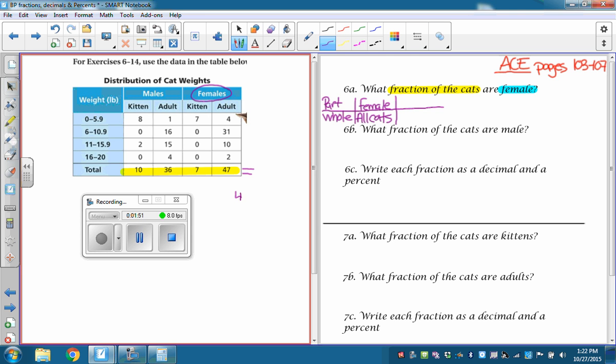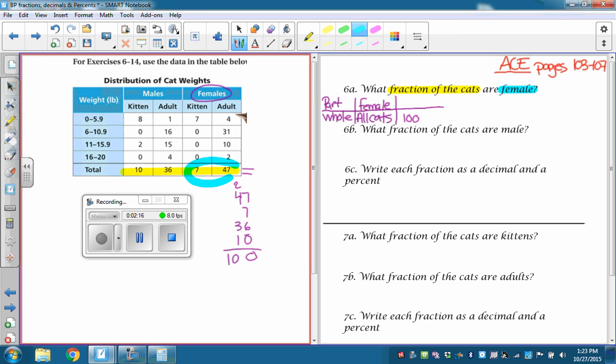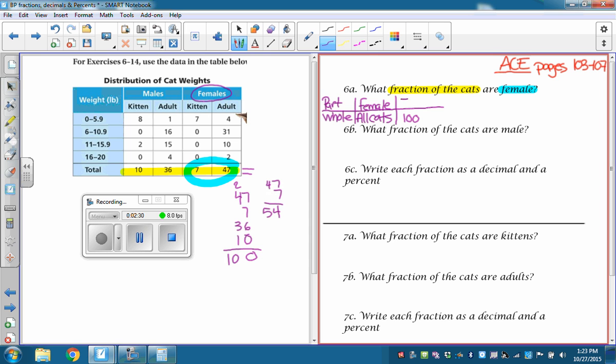So if we look at all the cats, 47 plus 7 plus 36 plus 10, that adds up to 100. So there's 100 cats. But just these numbers right here, that's the amount of female cats. So 7 plus 47 is 54. So 54 out of 100 is the fraction, but we can reduce by dividing by 2. If we divide by 2, we get 27 over 50. And so the fraction of the cats that are female is 27 out of 50.